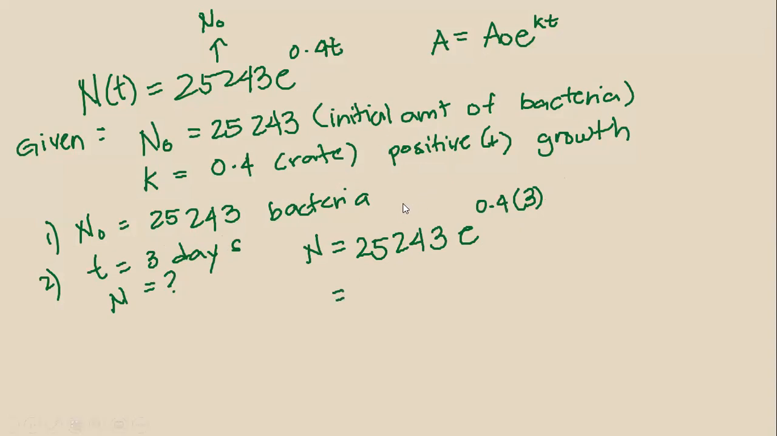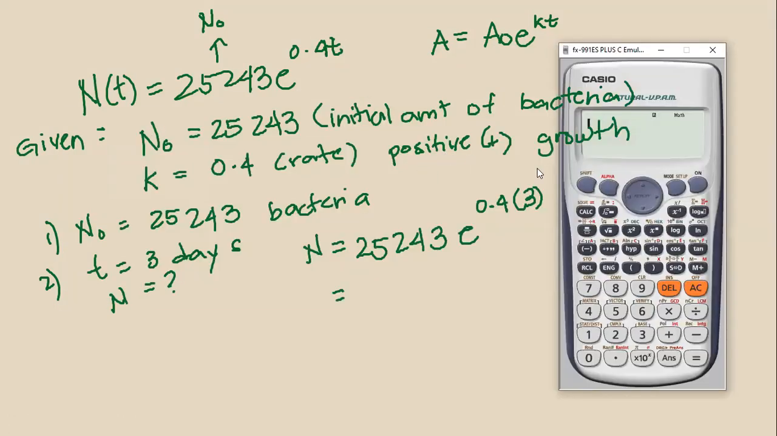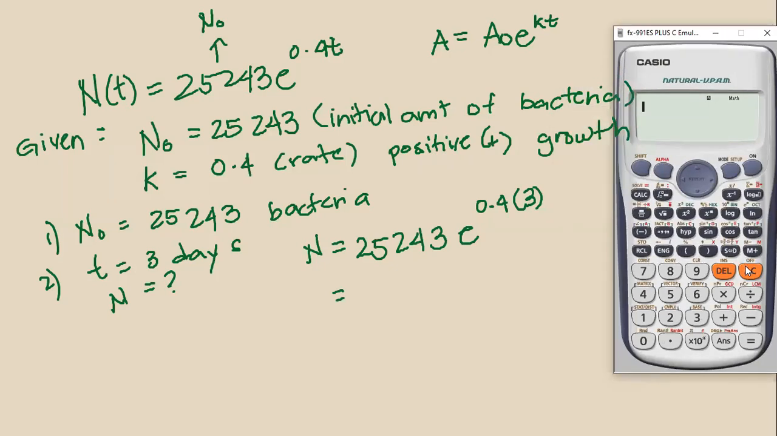Now we will use our calculator to solve this problem. So, 25,243 e raised to 0.4 multiplied by 3. As is ang pag-input, in-input ko lang yung nabuong nating equation and our answer will be 83,809 or 83,810, round ko na, bacteria after 3 days.